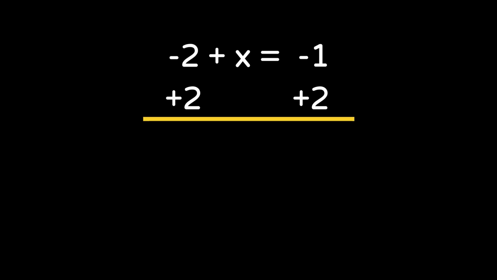On the left side, negative 2 plus 2 cancels out, leaving just x. On the right side, negative 1 plus 2 equals positive 1. So the solution is x equals 1.